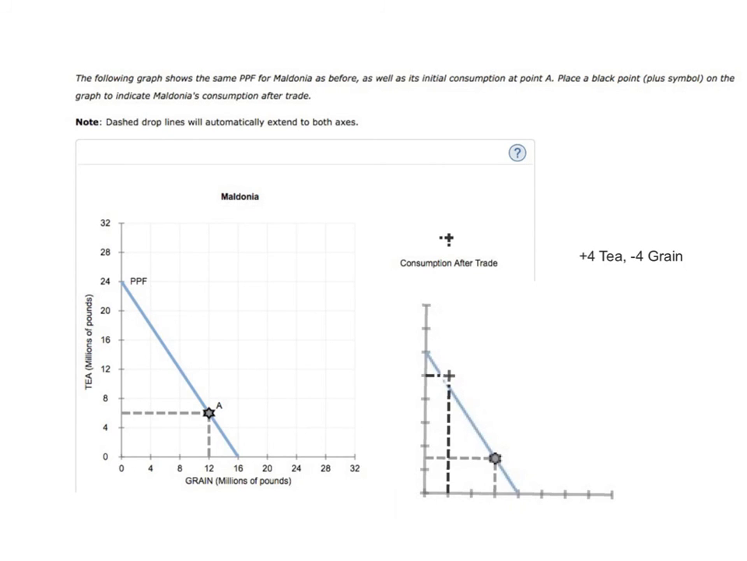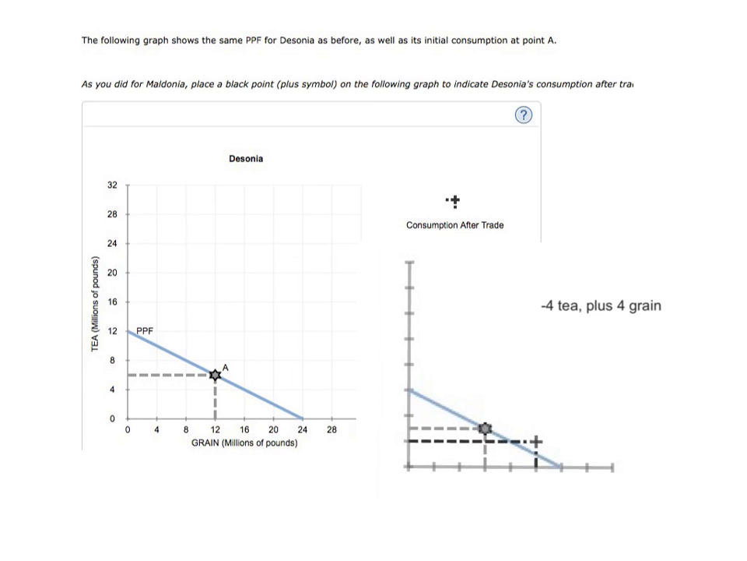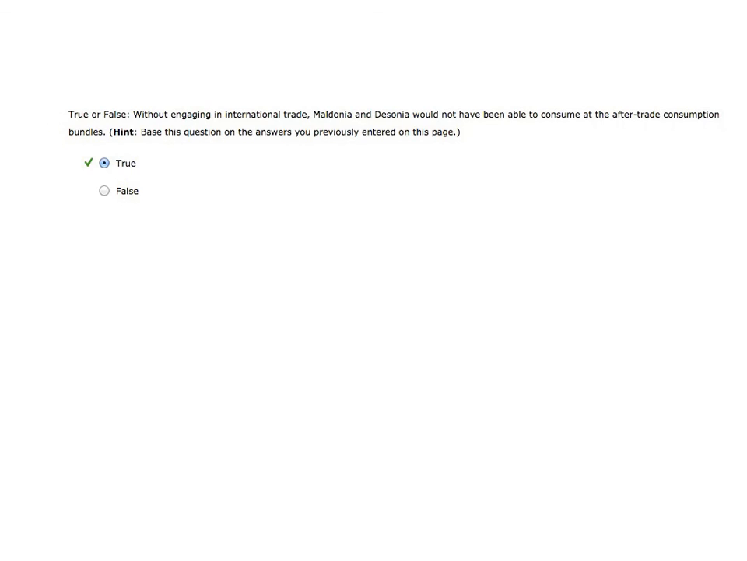They decided to trade, and your question tells you how much they decided to trade: 4 tea for 4 grain. So Maldonia ends up with 4 more tea, less 4 grain. They're at this point over here, which is beyond where they could be before, so they're a little bit happier because they're out beyond their production possibility frontier. Dazonia ends up at this point down here, a little bit outside their production possibility frontier, so they're a little bit happier as well. So they're happier after they engage in trade.